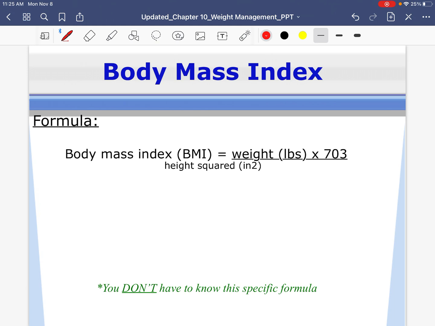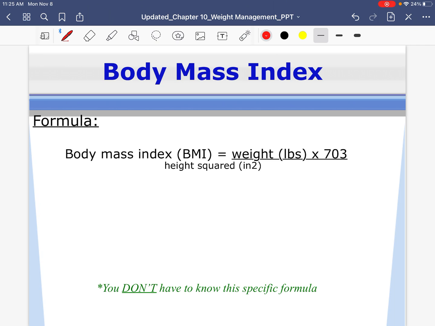Right, we are back for part 2 of the video on our weight management chapter. So we're going to pick up right where we left off. We began talking about ways to measure or assess body composition and health. And body mass index is probably the most common.